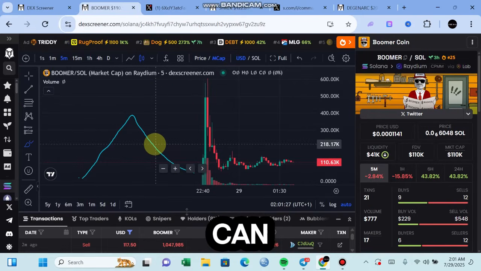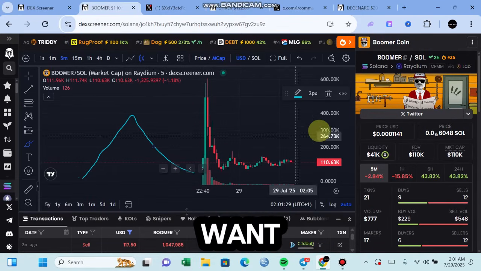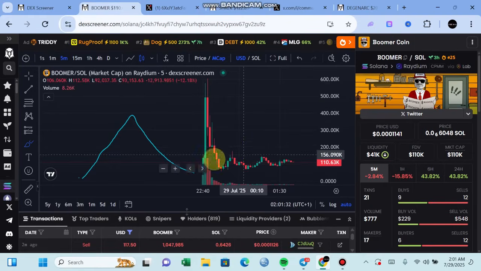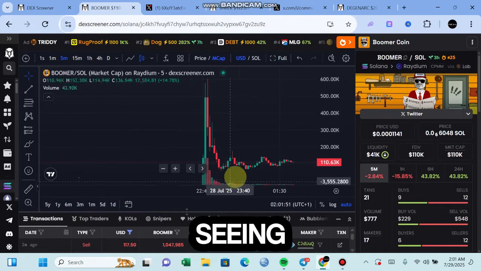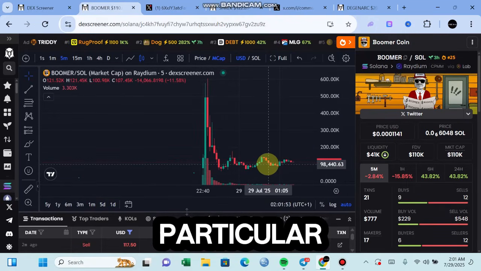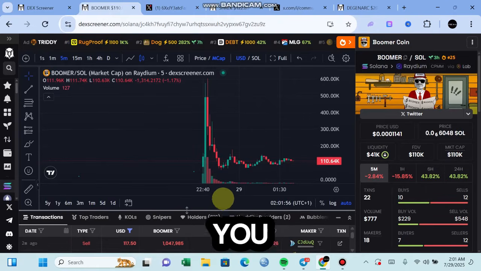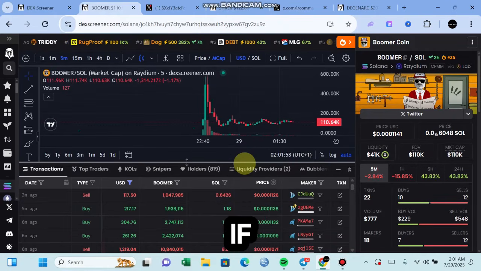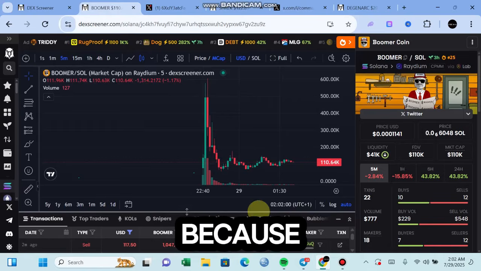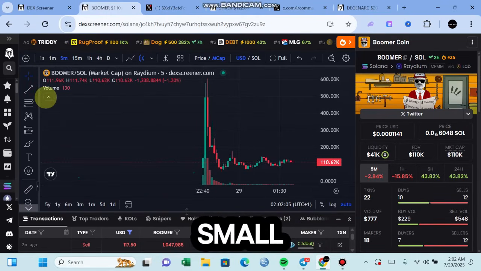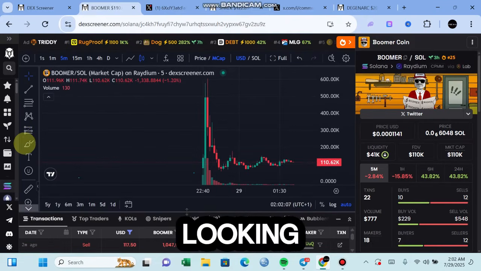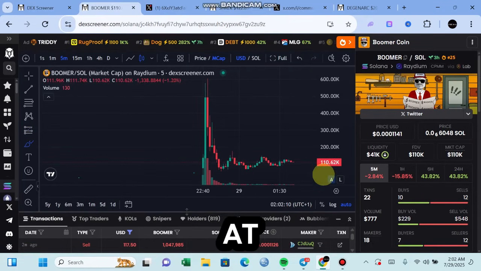So before you get into this particular coin, if you want to buy, you should expect to see volume come in. By volume, I mean you should be seeing people buying into this particular coin before you enter, because you can see right now it is slowly dying and volume is very small. So what you're looking for is that it is at 100k market cap, which is a very good place to buy if the coin wants to do well.